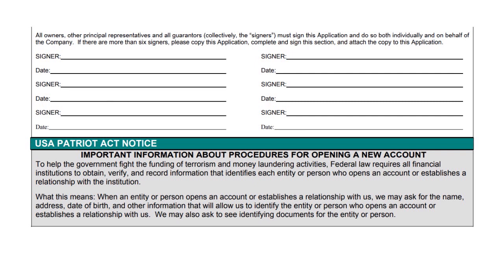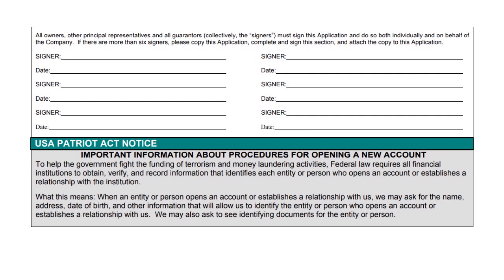And if you have more owners than, let's say here we have, what? We have space for 6 owners. If you have more, you want to attach an additional page, not a problem. Okay. And one thing I need to say here also is that Huntington Bank has to give you 2 notices. You have to read them.